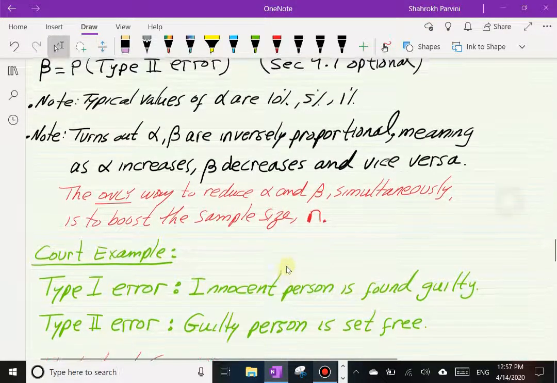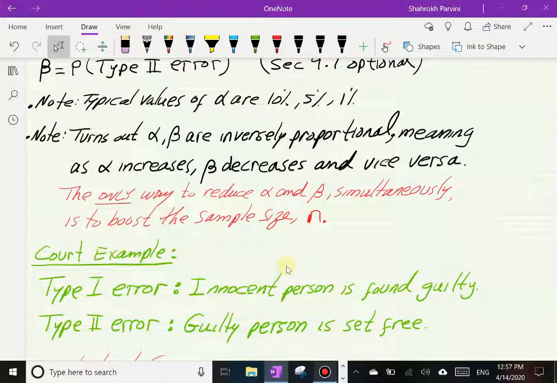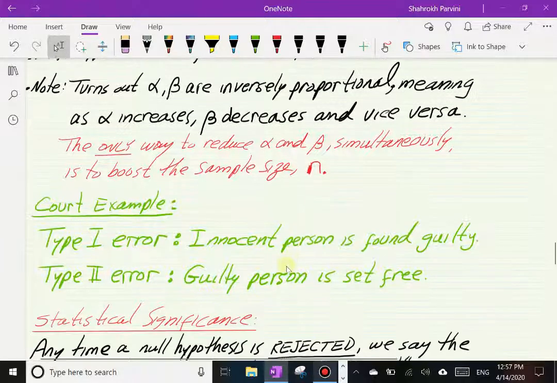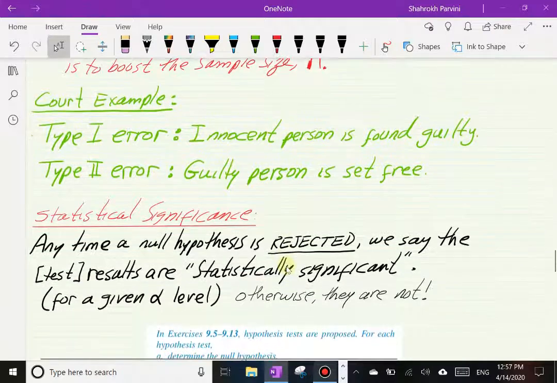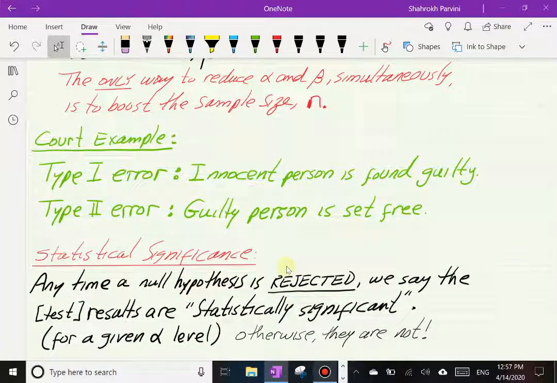So here I went ahead and wrote down what, in our court example, a type 1 and a type 2 error would be. We already discussed it, but that's what that is. Type 1, an innocent person is found guilty, and in a type 2, a guilty person is set free. Okay. And then let's talk about statistical significance, and then we go look at an exercise here.